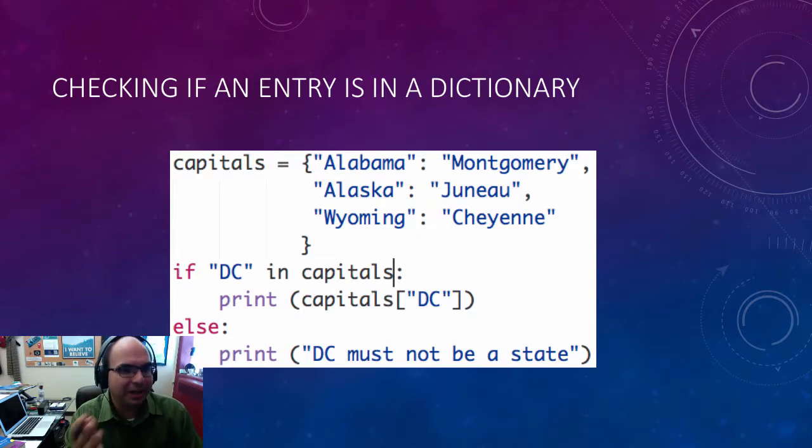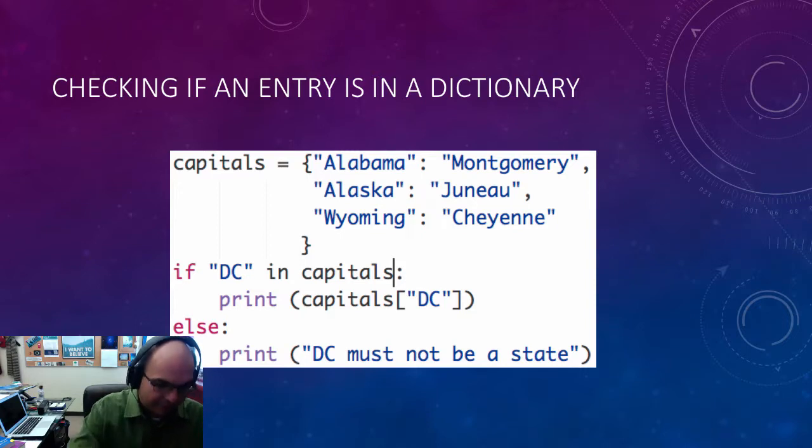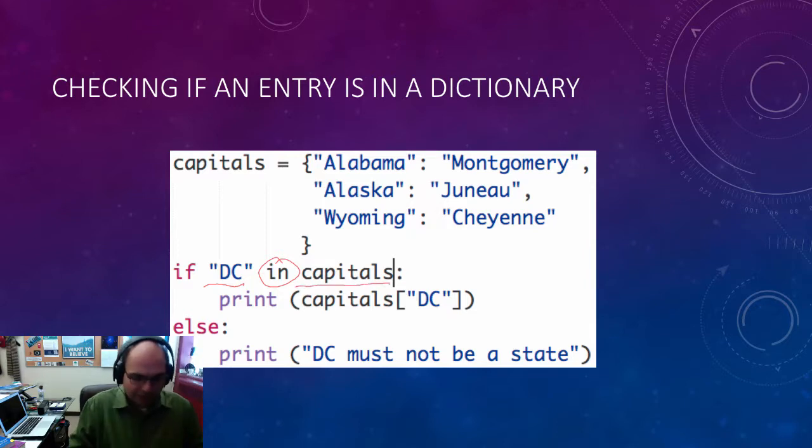Sometimes you actually want to check to see if an entry is in the dictionary. You can do that very simply by saying if entry in and then the dictionary. So for instance, this is capitals. We have Alabama, Alaska, and Wyoming. Alaska in capitals is true because capitals actually has an entry for Alaska. However, DC in capitals is false because you see there is no DC entry here. It's just Alabama, Alaska, and Wyoming.